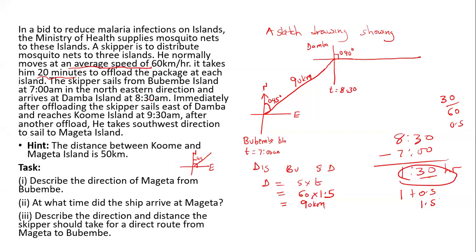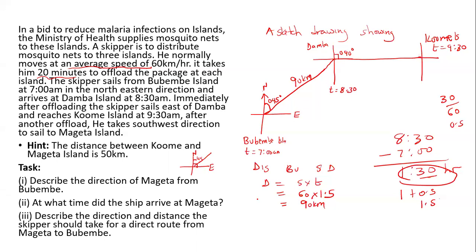Now, immediately after offloading, the skipper sails east of Damba and reaches Koome Island at 9:30. Assuming that this is where we have our Koome Island here. So the time he reached here was 9:30. Now, let us use the chart. I want now to check how long he took from Damba to Koome.